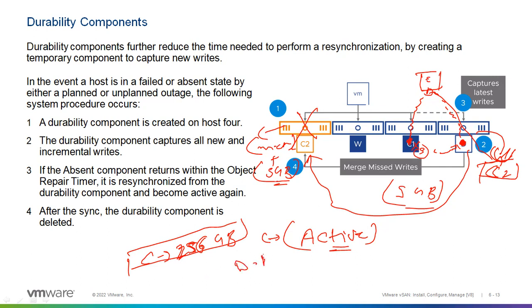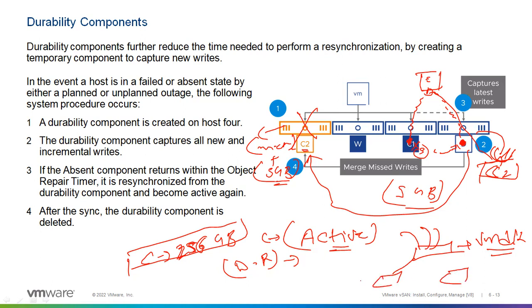If my delta write happens more than the actual... no, see, this is the component. What I'm saying, this is the component, right? And somewhere my VMDK, right? This is my VMDK. Whatever data I am writing here is further stored in the form of components, correct? And this component size is 256 GB, one component size. Okay.